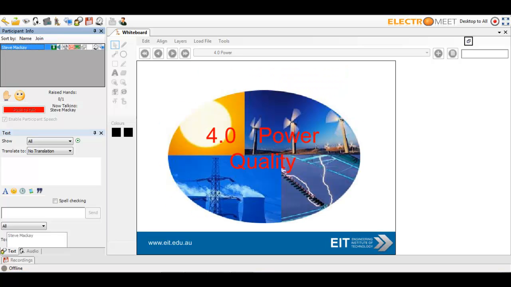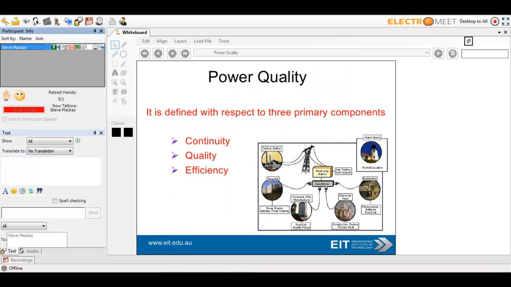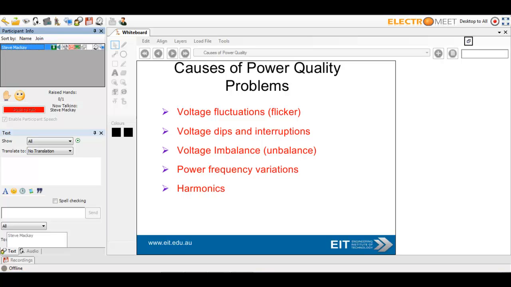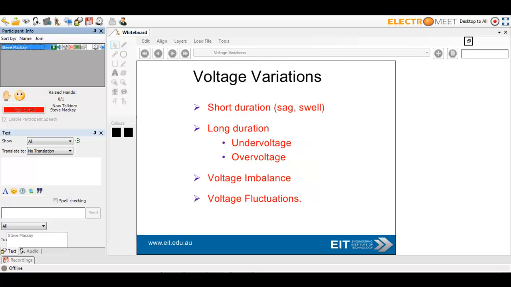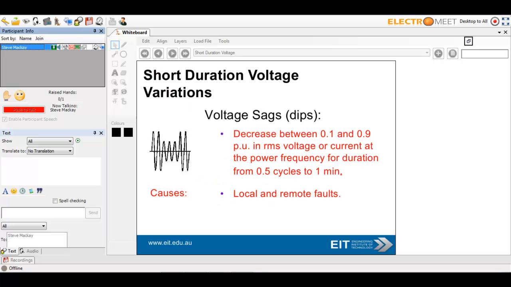And power quality is the other important issue. Basically, there are three primary components: continuity, quality, and efficiency. And there's a whole range of different quality problems: fluctuations, flicker, dips and interruptions, imbalance between phases, frequency variations from 50 hertz, for example, or in America, 60 hertz, and harmonics caused by variable speed drives. Short duration is a sag or swell; long duration is under voltage, over voltage, voltage imbalance, voltage fluctuations.